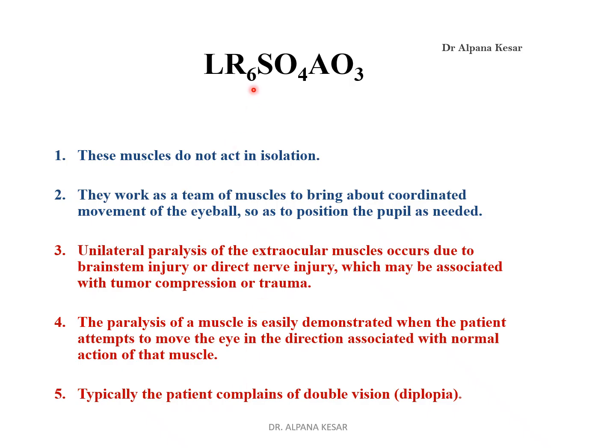LR6SO4AO3 sounds like some chemistry formula, but this is a mnemonic for remembering the innervation of the extraocular muscles of the eyeball. The lateral rectus muscle is innervated by the sixth cranial nerve, that is the abducens. Superior oblique is innervated by trochlear, which is the fourth cranial nerve, and all others are innervated by the third cranial nerve, that is the oculomotor.